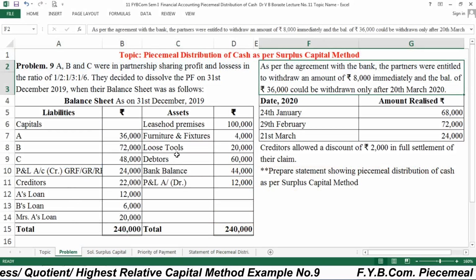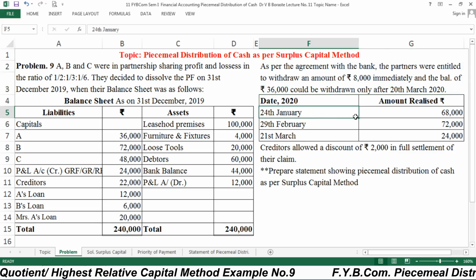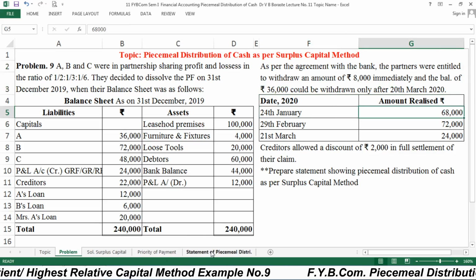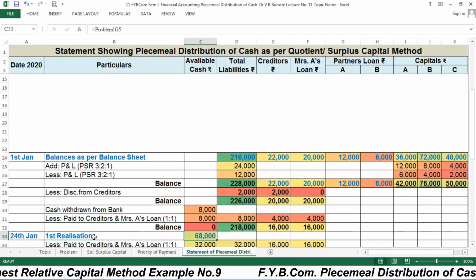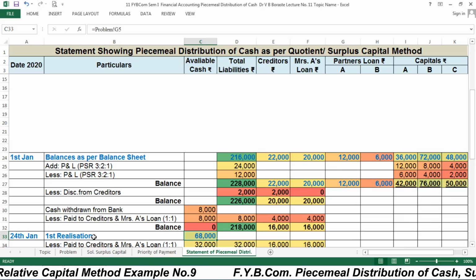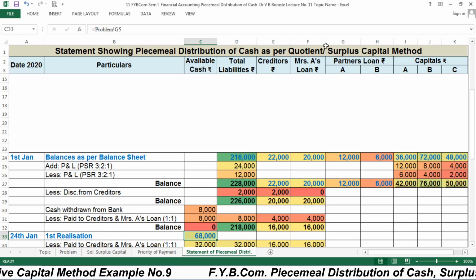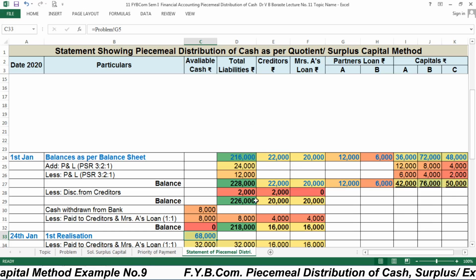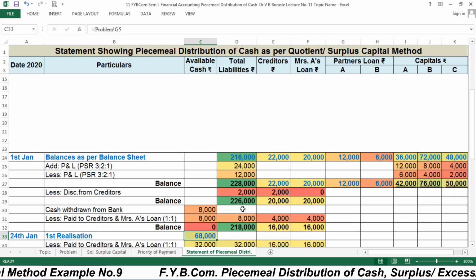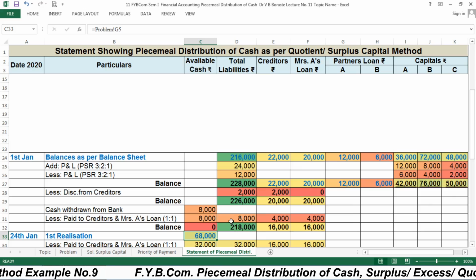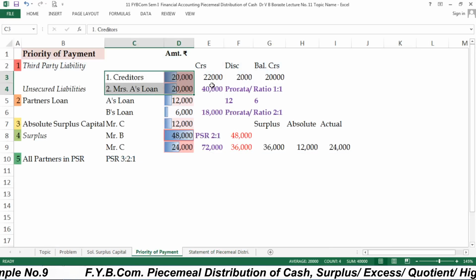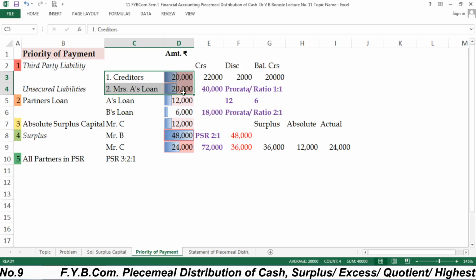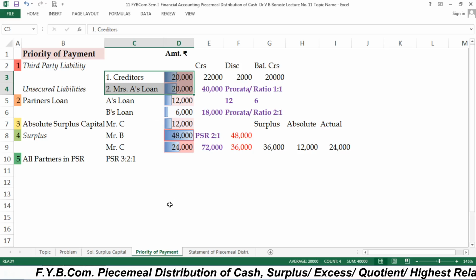In this stage, we have finished our cash, so we have to call our first realization, which is given on the 24th of January, that is 68,000. First of all, we have to pay the creditors and Mrs. A's loan. In the earlier stage, we have already paid 8,000. Now we have to pay 32,000 because the total payment of these two liabilities was 40,000. We already paid 8,000. That means still we have to pay 32,000.